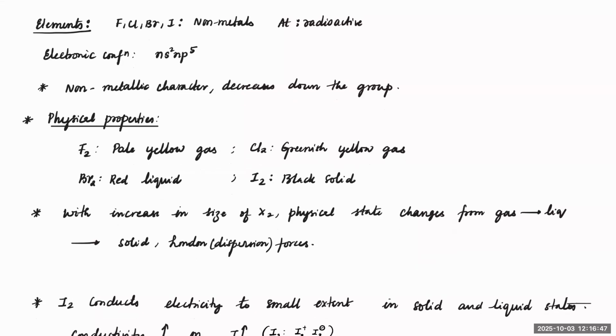Group 17 has these elements: fluorine, chlorine, bromine, iodine, and astatine. They are usually non-metals, and astatine is radioactive. The configuration is ns2 np5. These have all non-metallic character, and the metallic character decreases down the group.